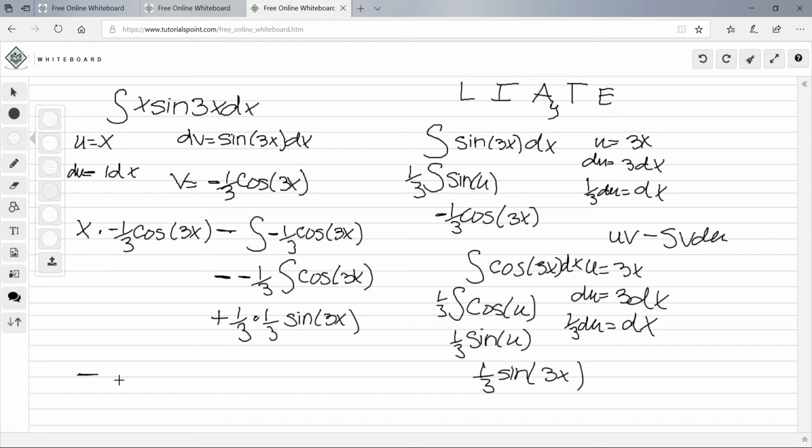So our final answer should be negative 1/3 x, which I got from here, I'm just putting the 1/3 in front. Negative 1/3 x cosine of 3x plus, remember, two negatives make a plus, 1/9 sine of 3x plus c. Yep, here's your final answer.